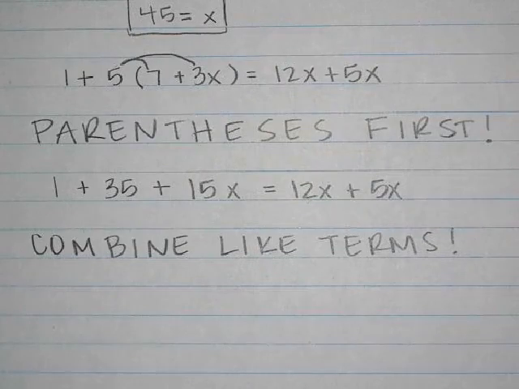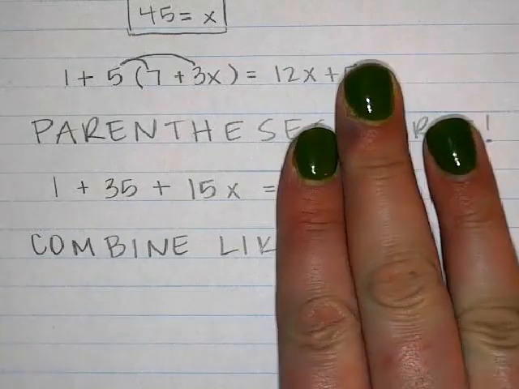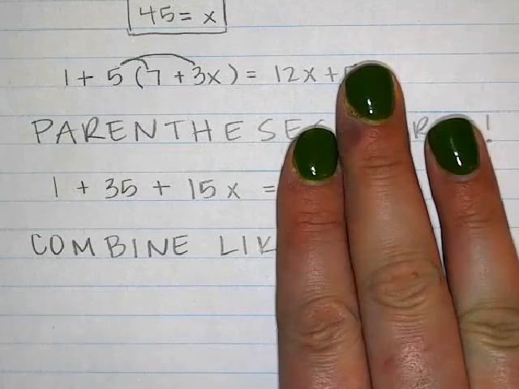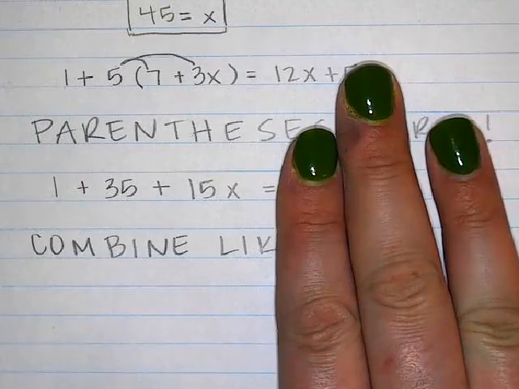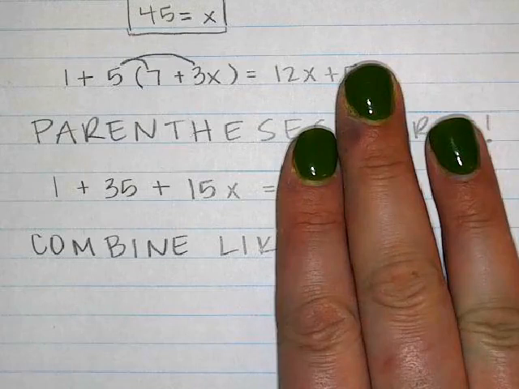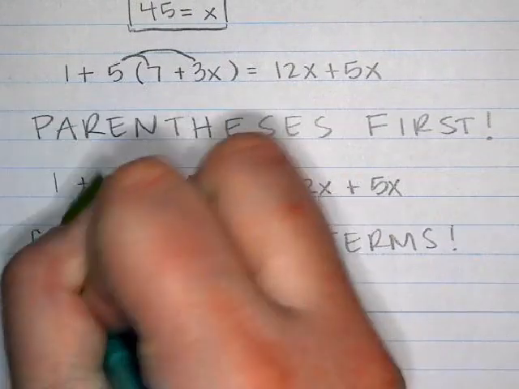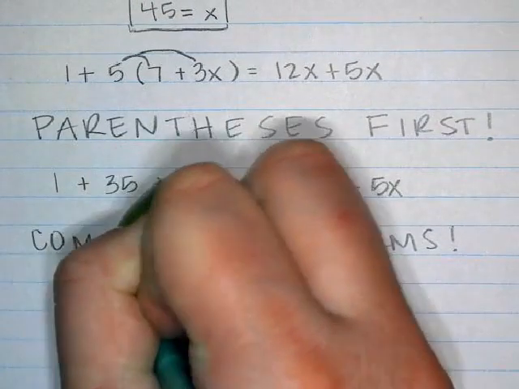So if you look at the left side of the equation, we've got the 15 with the x. That's the only part on the left side that has an x. But what else do you notice? We've got a 1 and we've got a 35. Could we put those together? Yeah, those are like terms. So if you take the 1 and the 35 and put them together, what do you get? 36. So I'm going to say on the left side, I have 36 plus 15x.